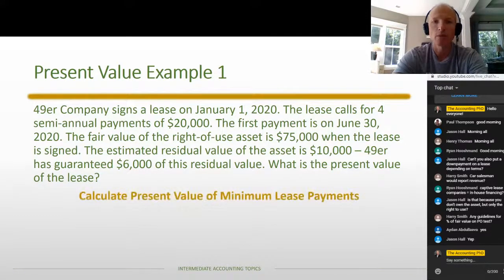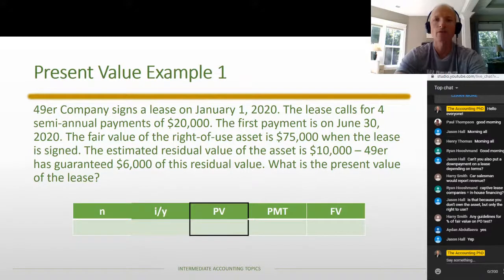So the second step then is to calculate the present value of the minimum lease payments. Again, we just calculated the implicit rate. Step 2 then is to calculate the present value of the minimum lease payments. And so again, now we're adopting the lessee's perspective, and we're calculating the present value. And so the N and the I/Y are the same. It's still 4 semi-annual periods. We just calculated the semi-annual implicit rate in the lease, so we're using that 7.21%.